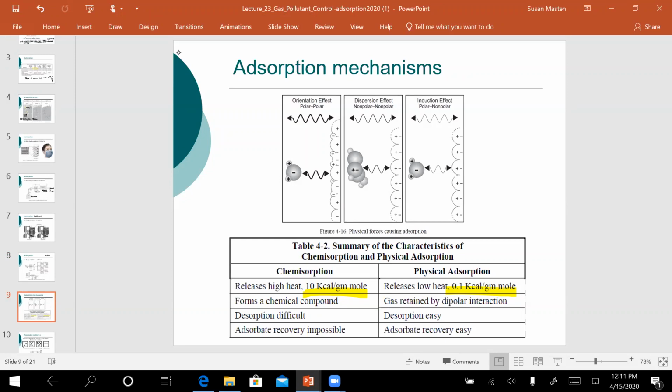On the other hand, with physisorption, the molecules are held by either electrostatic interactions, dipolar interactions, or weak van der Waals forces. So desorption is much easier, and you can use this to recover the adsorbate.